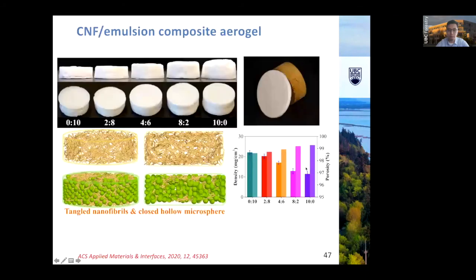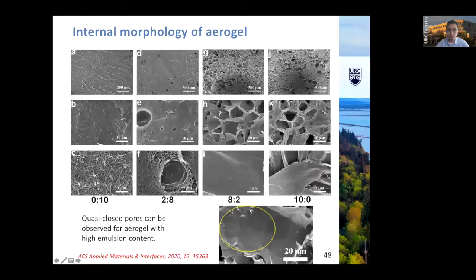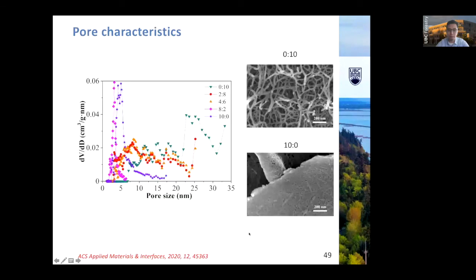Okay? So by using this method, we are creating those closed pores. We call it quasi-closed pore because not all pores are closed. Some pores are still open because it's hard to control everything to be closed. And by looking at here, you can definitely see those embedded pores, right?